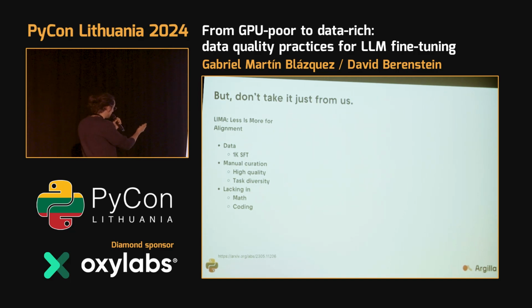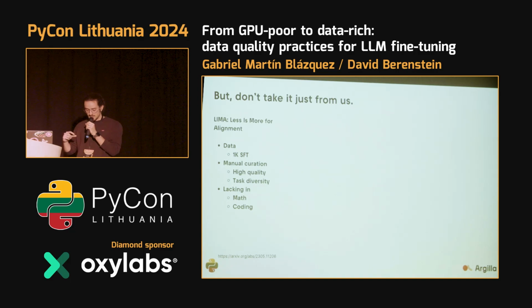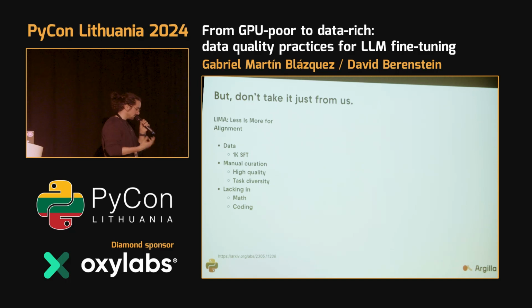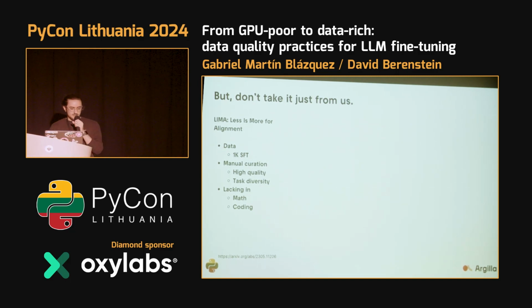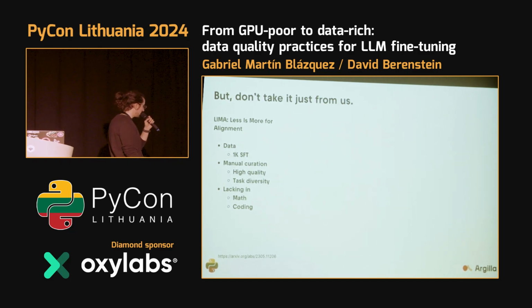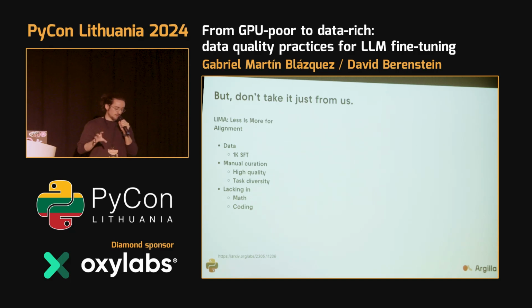The first one is LIMA, Less Is More for Alignment, with a dataset of 1,000 rows of high quality that they manually gathered from other sources and manually developed and improved. They managed to train the LIMA 65 billion model, whose responses, in comparison to GPT-4, were 43% of the time better or equal, and this just with 1,000 super rows.